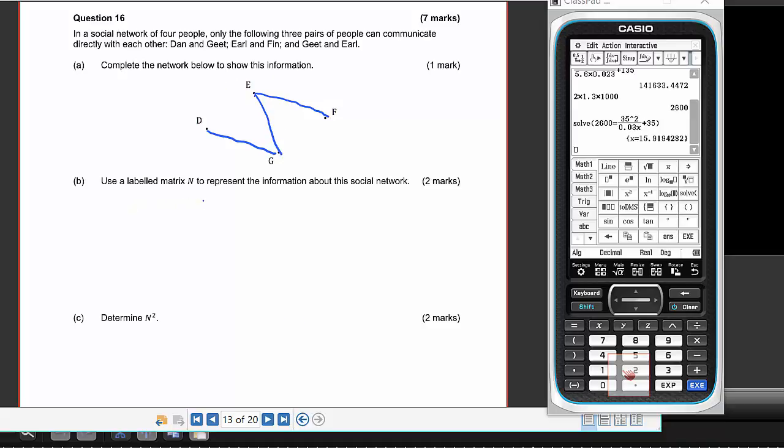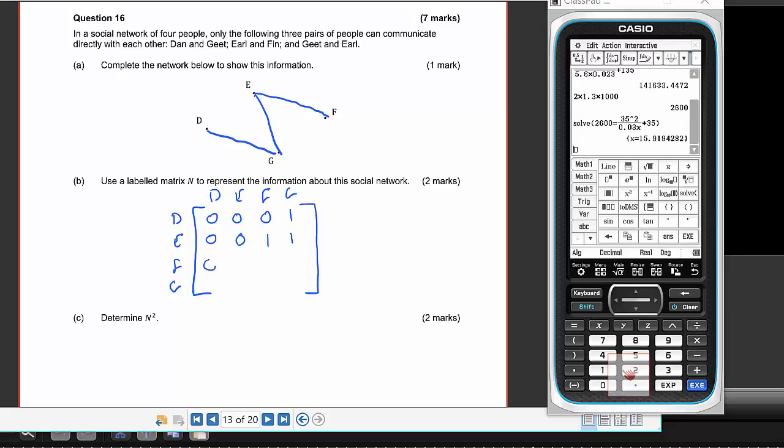Use a labeled matrix N to represent the information about this social network. So if we do D, E, F, G, and then across the top the same thing, D, E, F, G. So D to D is 0, D to E is 0, D to F is 0, D to G is 1. E to D is 0, E to E is 0, E to F is 1, E to G is 1.